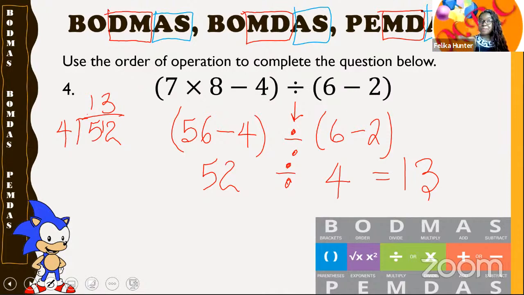So that's it. As long as you follow the rules, you will master this. It's order of operations, and we're looking at the different methods that are there: BODMAS, BOMDAS, PEMDAS. They're all correct. It's just how we use them.